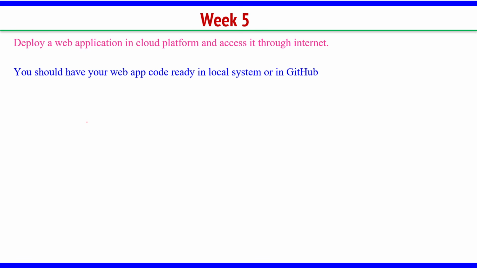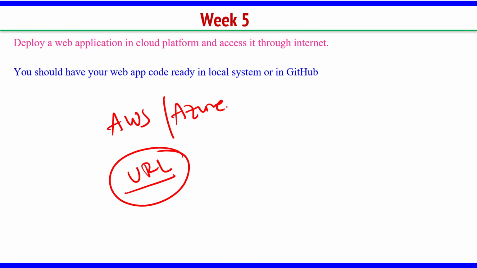The expected outcome is that once you deploy them in AWS or in Azure, it will generate a URL. You have to share that URL with your friends over WhatsApp or some other means, and they should be able to access your web page because you are making it live.